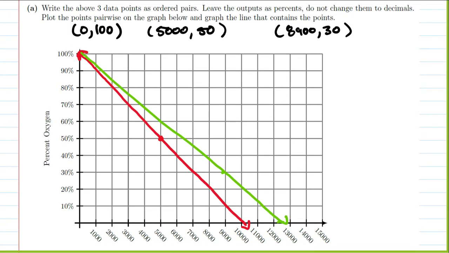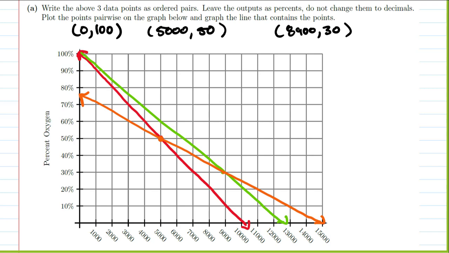So the last pair is going to be 5,000 and 50, and 8,900 and 30. So I go to 5,000 and I go to 50, which is here, and 30, which is here. And if I connect these 2 points, I get a line that looks like this. So I now have 3 different lines, corresponding to the pairs of points. Would it be possible to draw one line that contained all 3 of those points? And the answer is no, because they don't lie on a straight line.